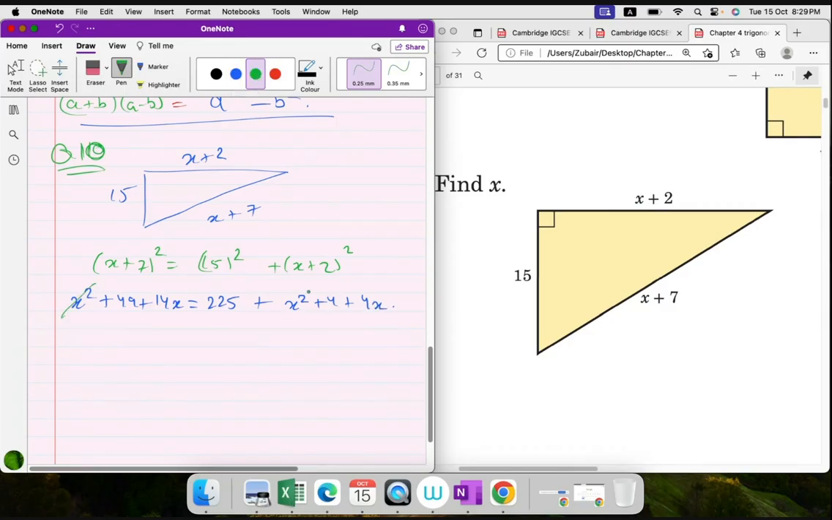Now x square cancels out with x square. I'm having x at two different places. So 14x minus 4x and then taking all the numbers on right hand side. 225 plus 4 minus 49. This is 10x is equals to 225 minus 49 and plus 4 is 180. So x is equals to 180 by 10. X is equals to 18 units.